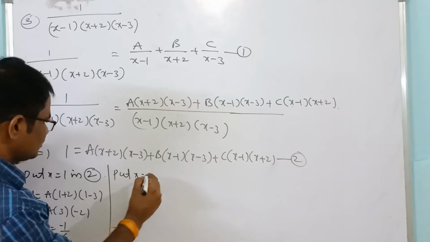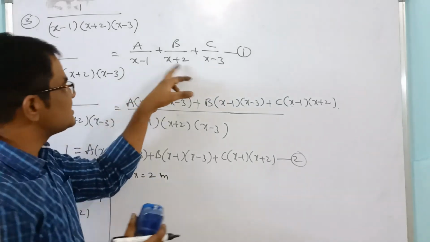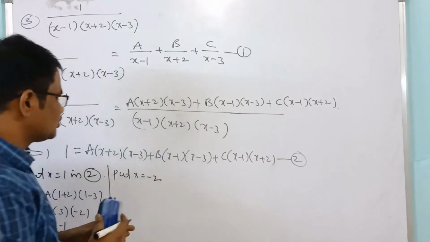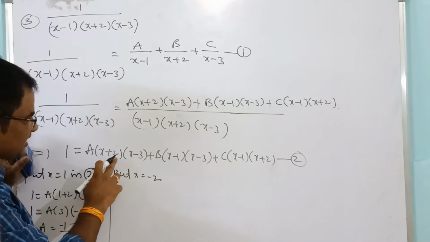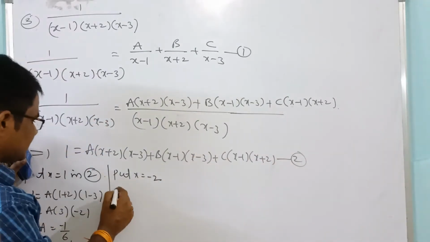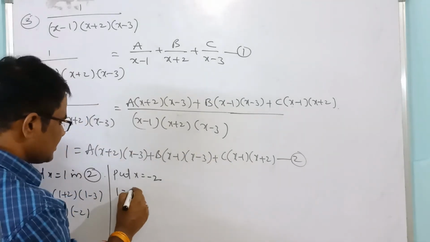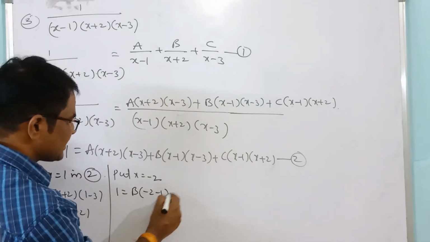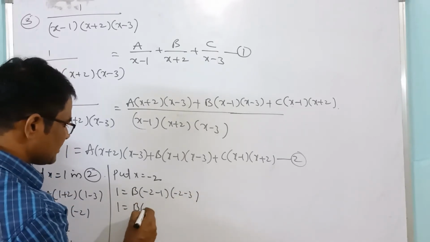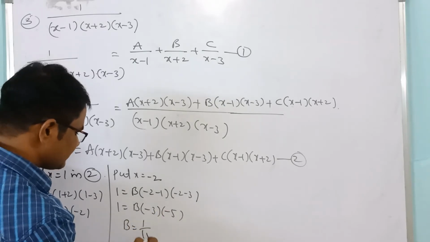Next, put x equal to minus 2. If you substitute minus 2 plus 2, this becomes 0, and minus 2 plus 2, this becomes 0. So that's why the left side is only 1. This is 0 and this is 0. Remaining is B into (minus 2 minus 1)(minus 2 minus 3). That is equal to B into minus 3 into minus 5. B equal to 1 by 15.